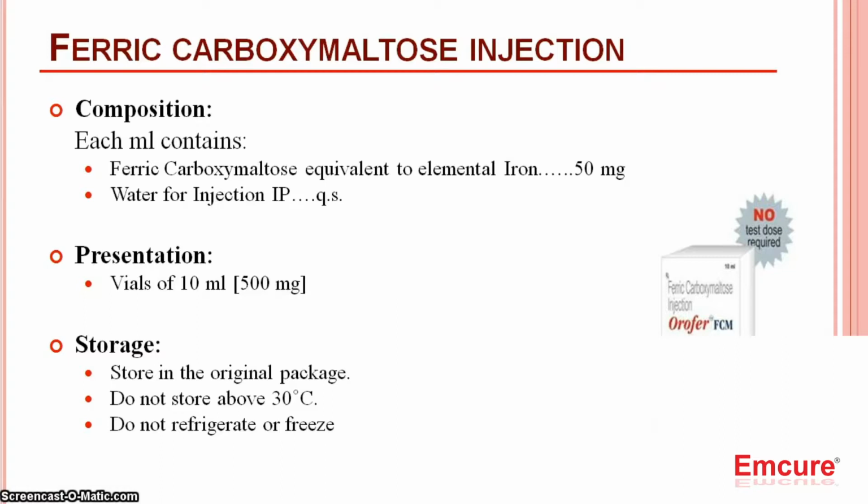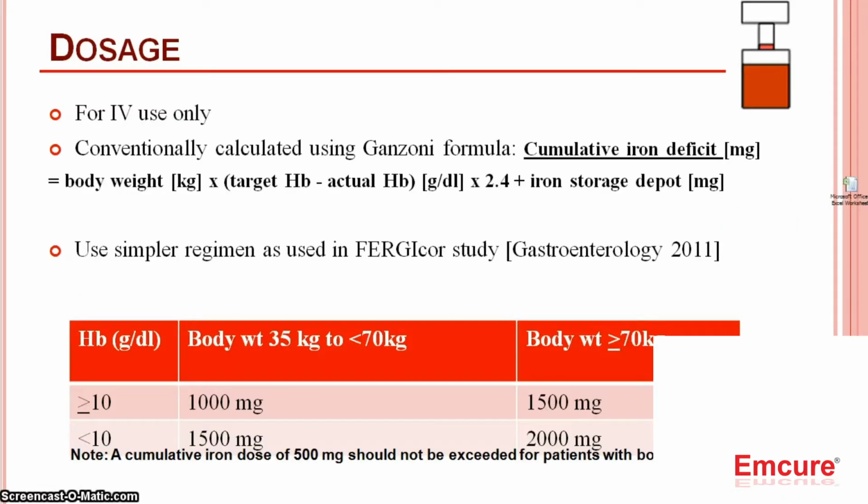Well, each ml contains ferric carboxymaltose equivalent to elemental iron 50 milligrams with water for injection IP quantum satis, and the presentation is in the form of a vial of 10 ml which contains 500 milligrams of ferric carboxymaltose. Well, the storage, yes, you need to store in the original package. Do not store above 30 degrees. Do not refrigerate or freeze. These are the important points we need to consider about its storage, its presentation, and its composition.